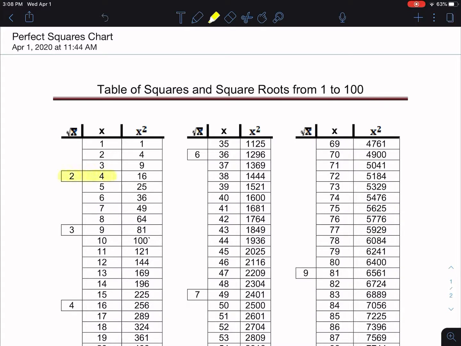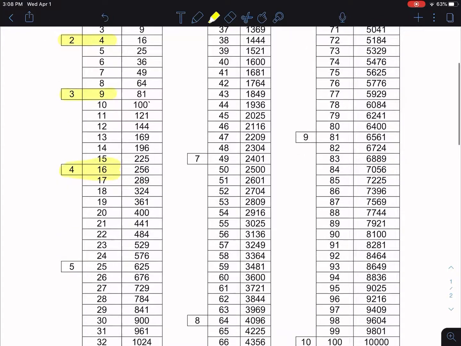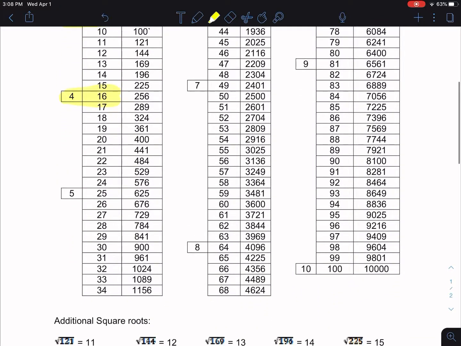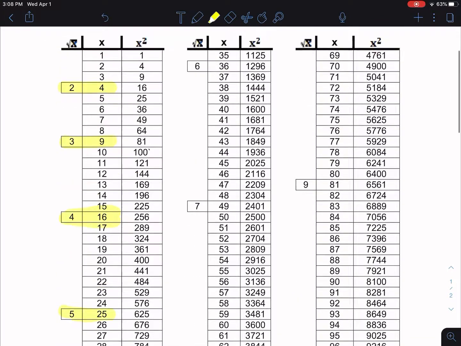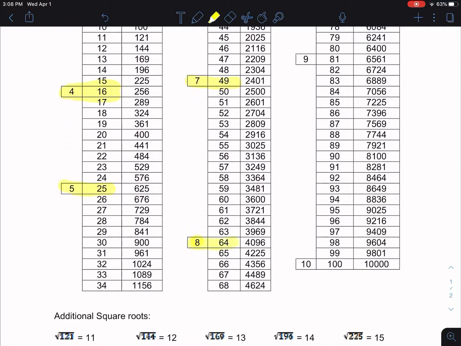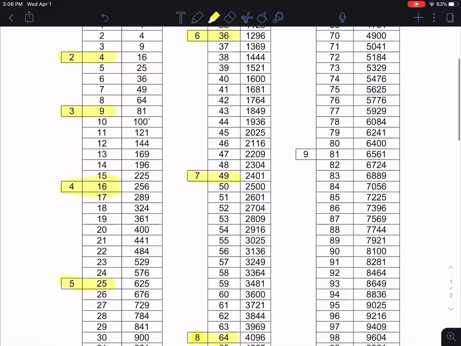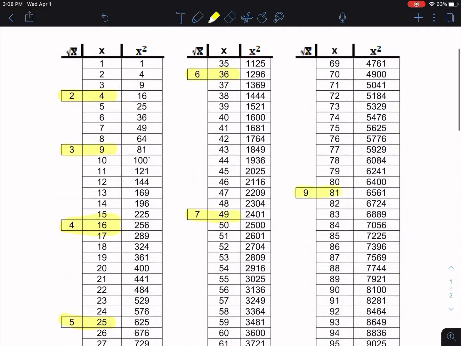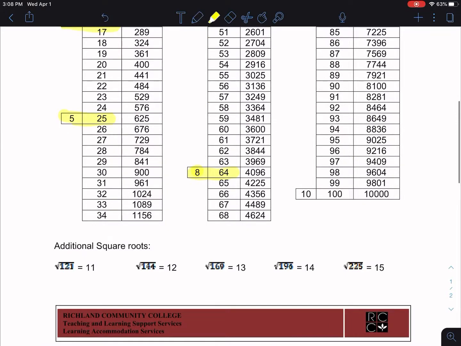So the ones that we're going to be looking at today are: the square root of 4 is 2, the square root of 9 is 3, the square root of 16 is 4, the square root of 25 is 5, the square root of 36 is 6. The square root of 49 is 7. The square root of 64 is 8. The square root of 81 is 9. The square root of 100 is 10. Now, I hope all of those are review for you, but we are going to look at a couple others.